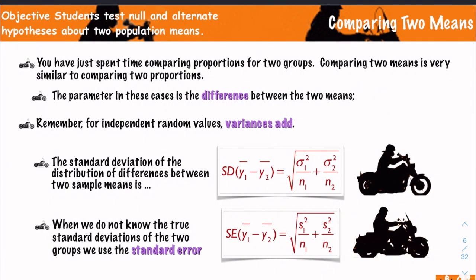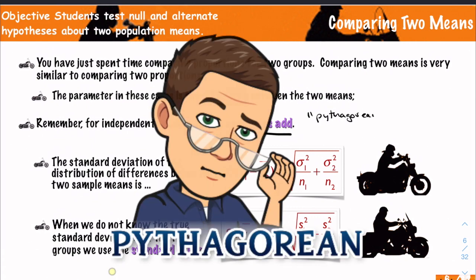So next up, we've spent some time comparing proportions for 2 groups. Comparing 2 means is very similar to comparing 2 proportions. So this should be relatively easy for us. The parameter in these cases is the difference, and I highlight that again. We are looking at the difference between the 2 means. And remember, for independent random values, variances add. This is the Pythagorean theorem of statistics.